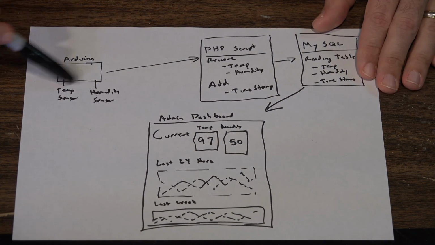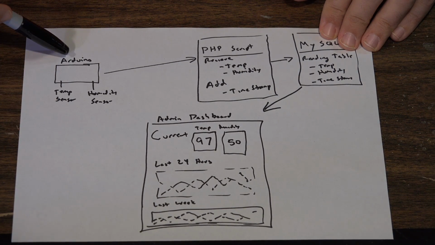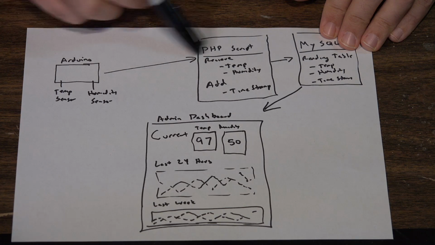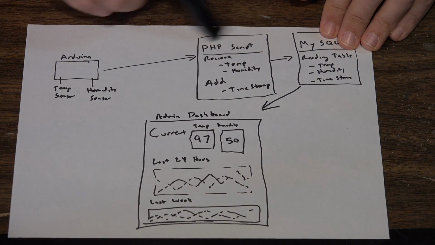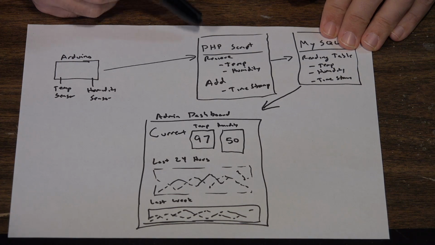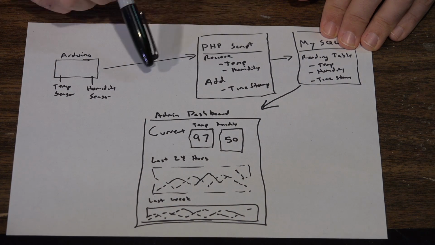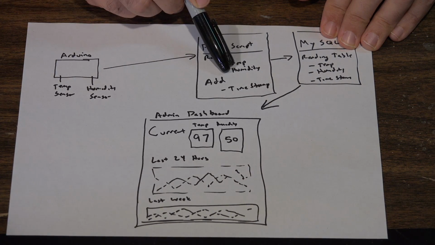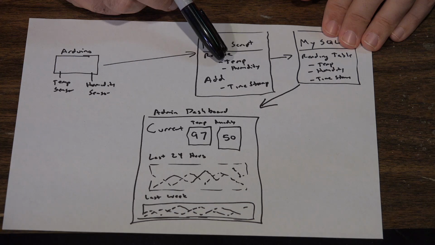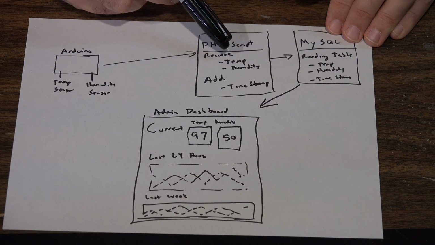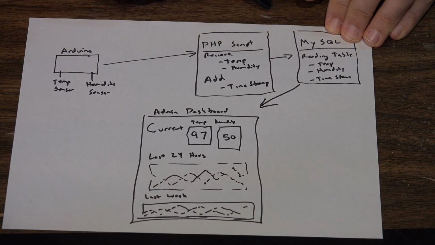So here I just sketch out the Arduino. It's going to have a temperature sensor. It's going to have a humidity sensor. Then we have a little arrow here to show that it's going to be sending data. I'm going to be sending it to a PHP script. That PHP script is then going to receive the temperature data, and it's going to receive the humidity data. Then, because I'm going to be doing things such as charts, and for charts I need things like timestamps, I'm going to add the timestamp here with PHP.